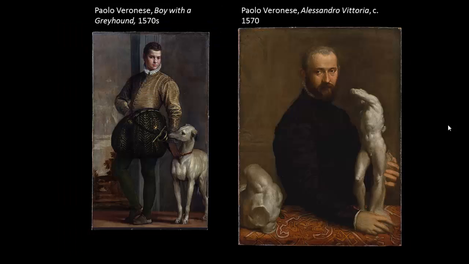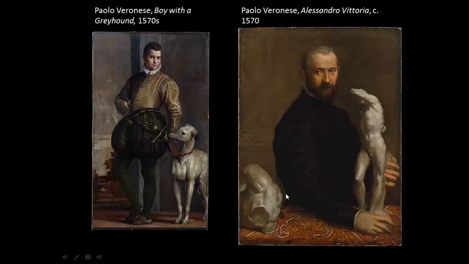Veronese, as well as Titian and Tintoretto, also executes a number of portraits. I wanted to show you two that are in the Metropolitan Museum of Art in New York. And these portraits are characterized by a similar opulence as his large-scale narrative paintings. You can see in both of these a nuanced brushstroke.